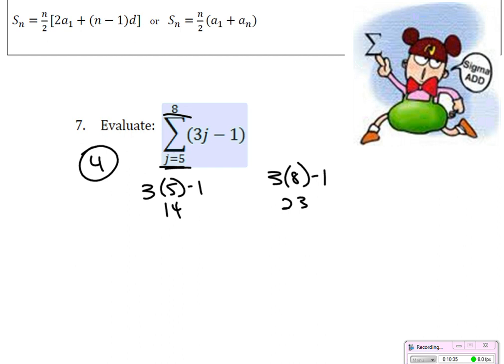All right, so I'm going to have 4 divided by 2, 14 plus 23. So that means I'm going to take 2 times 37, which is going to be 74.